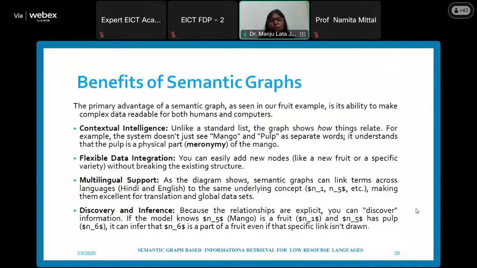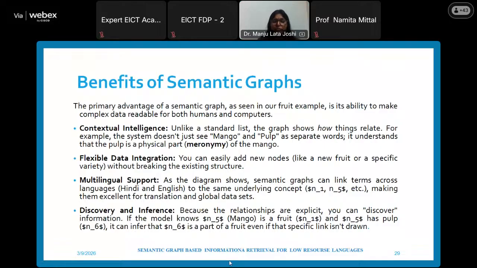Now, what are the benefits of using semantic graphs? We have covered the benefits, but again, they are contextually intelligent. They give more intelligent relations than the earlier lexicographical models or statistical-based models. Flexible data integration: you can easily add new nodes, like a new fruit or a specific variety of fruit.